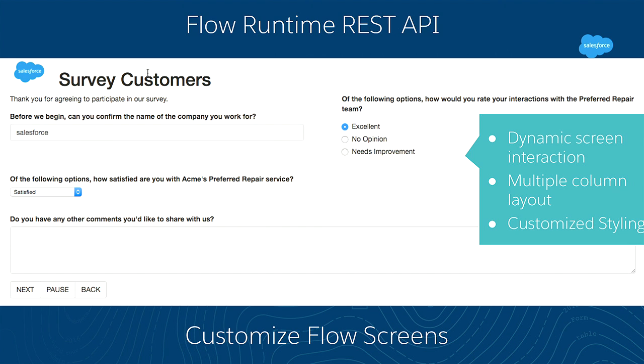The first one is the Flow Runtime REST API. So running a flow through the REST API is going to allow you to do all the customization you can't do now. You can do multiple columns, you can do styling, you can make the screens interactive, dynamic, all via the API. So we're running that right now.